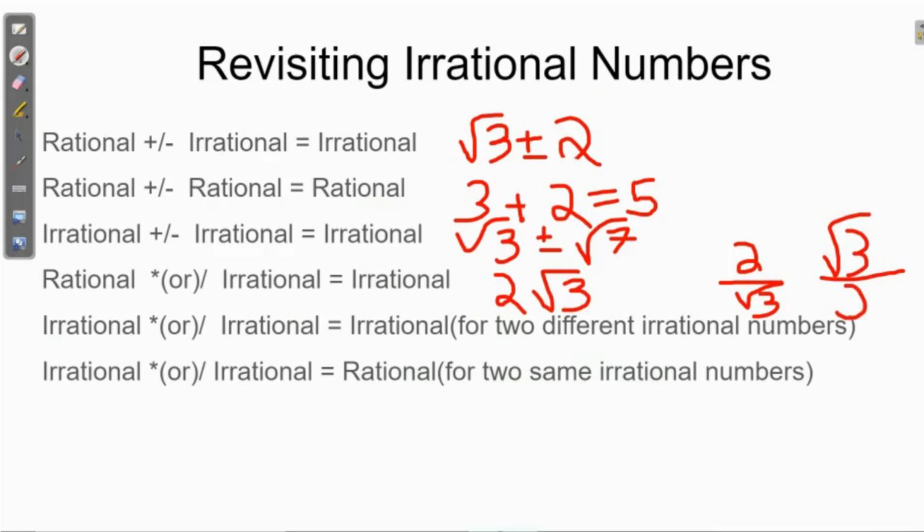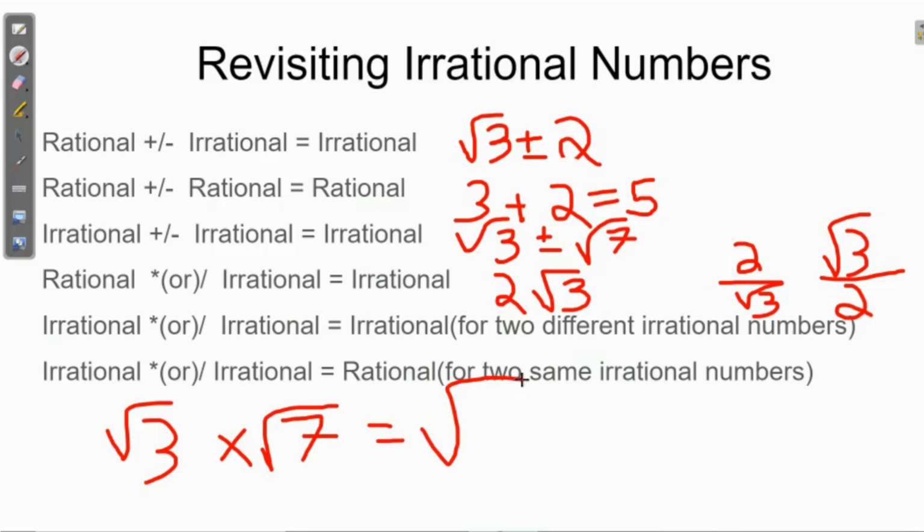Okay. Now here for this case, irrational number by irrational number. If there are two different numbers, root 3 into root 7. Root 3 into root 7. 3 sevens are 21. I will get root of 21, which is an irrational number only.